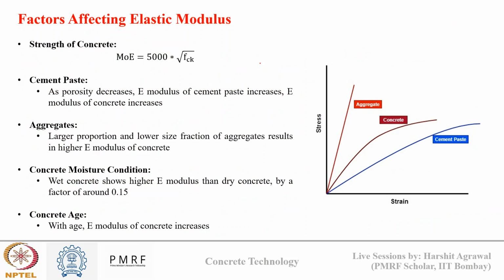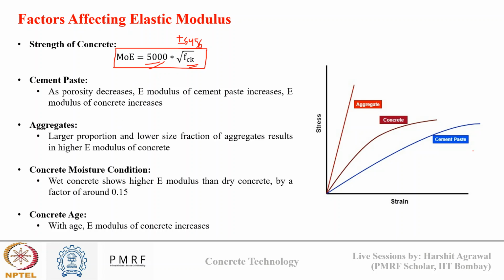Now, how can concrete affect the modulus of elasticity? First is the strength. MOE is directly proportional to the compressive strength of concrete. It means that the stronger the concrete, the stiffer it is, and it shows a higher MOE value. In general, MOE is equal to 5000 under root fck, if we follow IS 456. By this formula we can have an estimate of the MOE value and how it is related to the compressive strength.